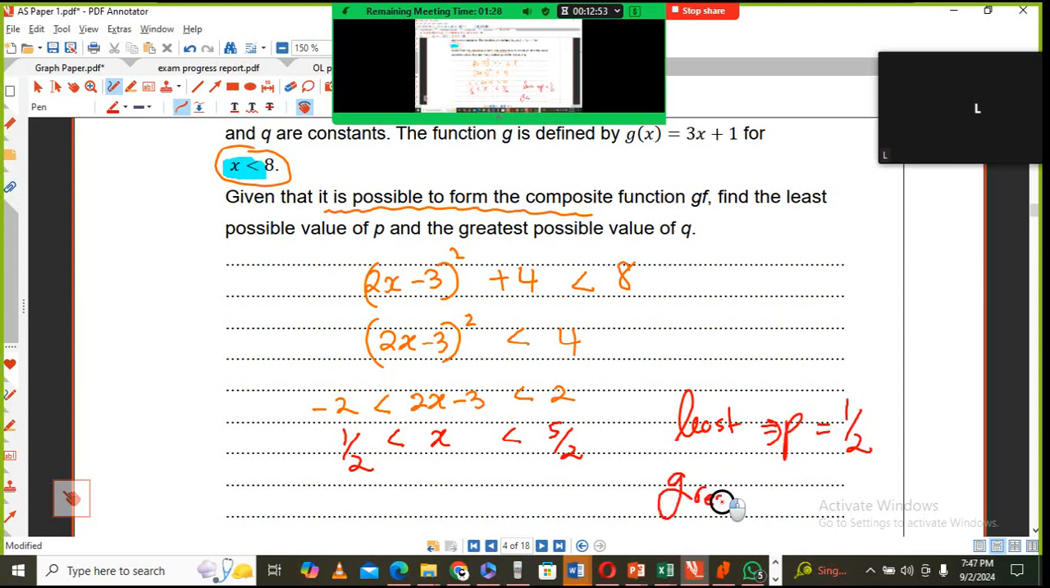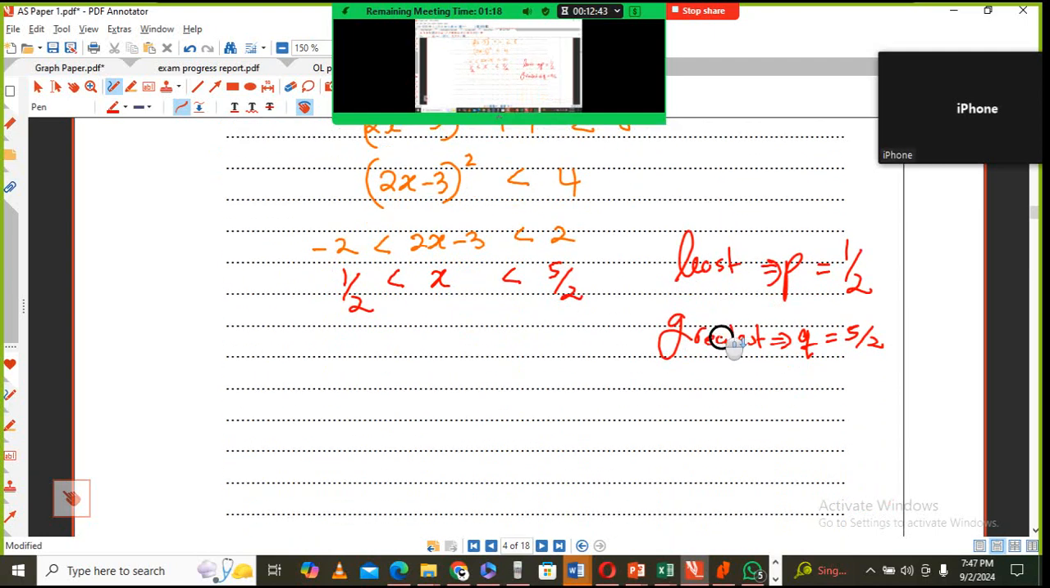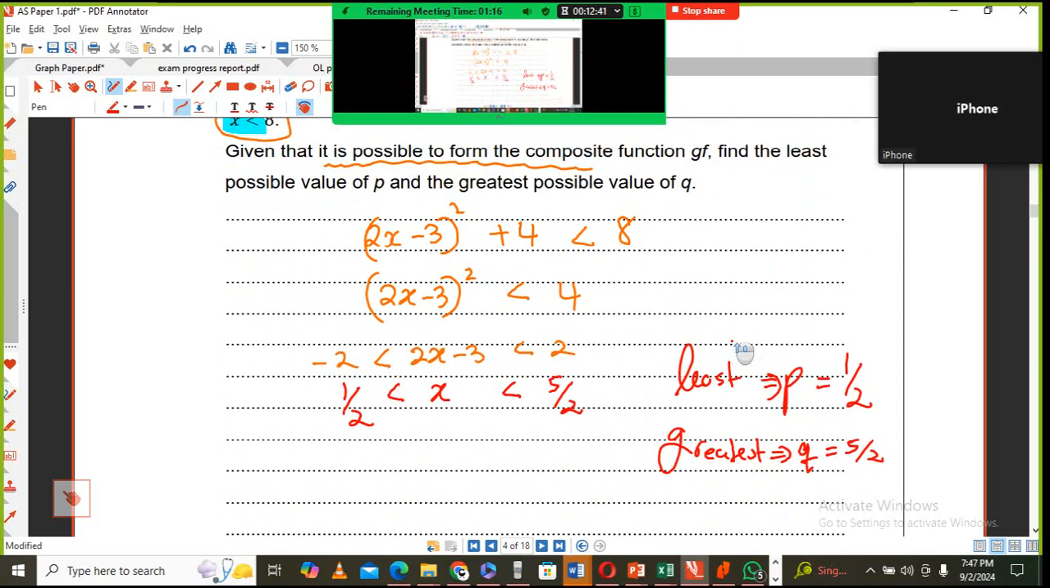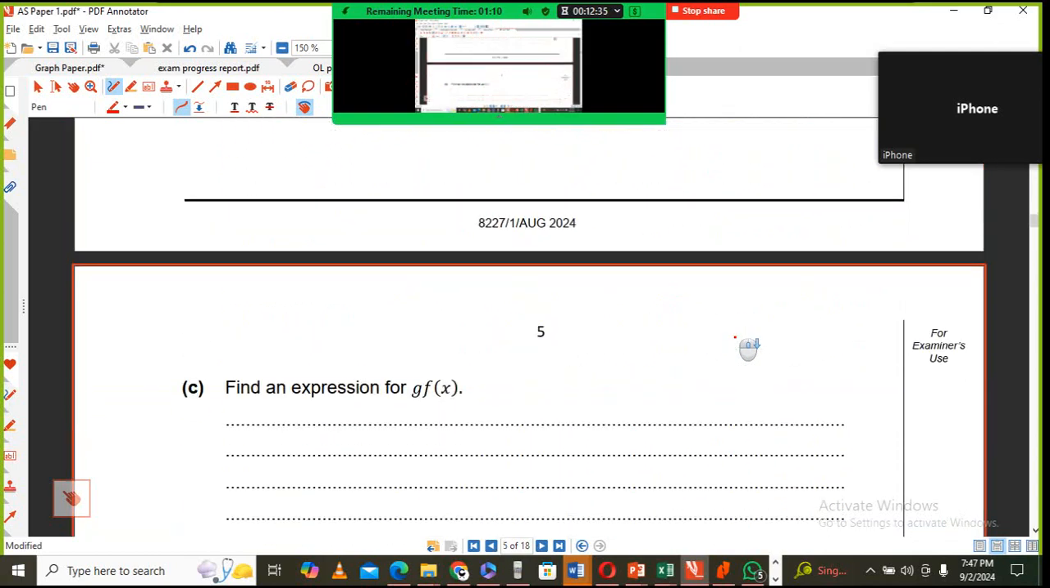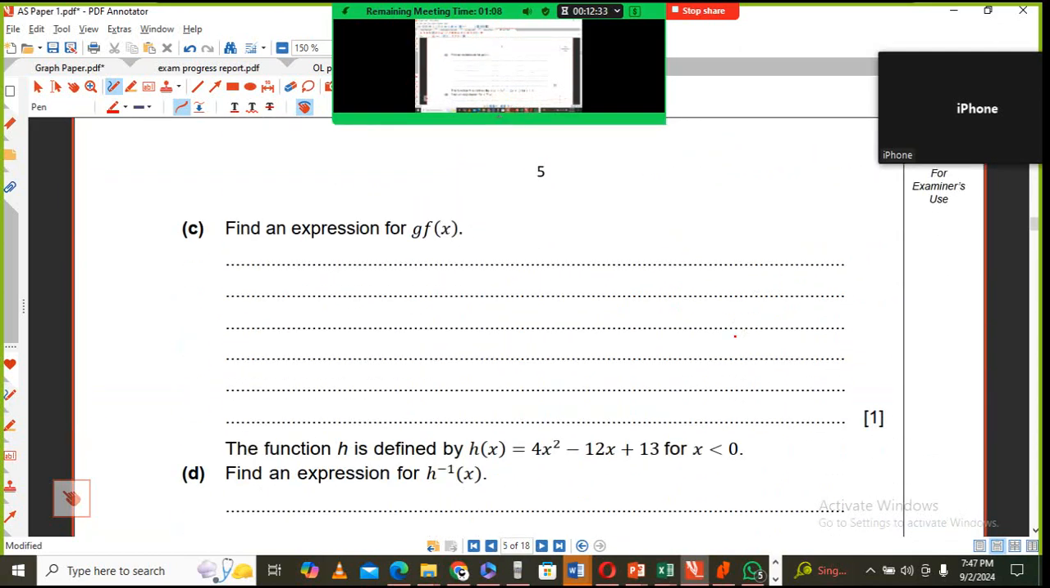and our greatest value of Q is 5 over 2 or 2.5. Okay, 3 marks, the easiest 3 marks. Next one, guys are quiet.